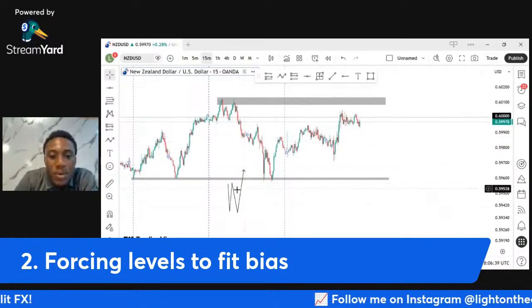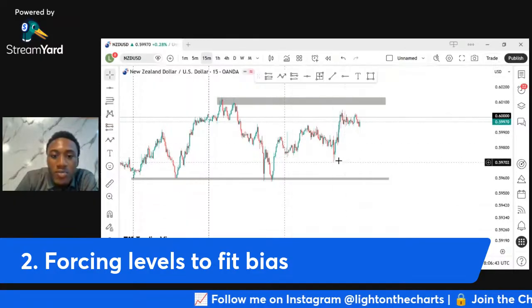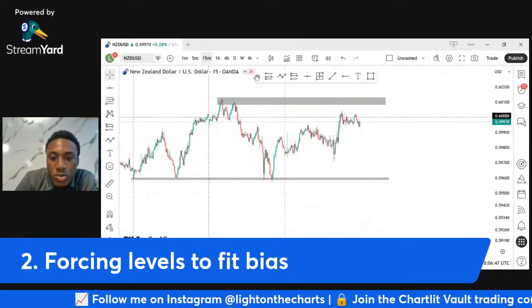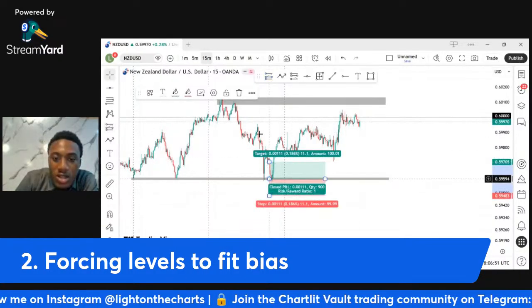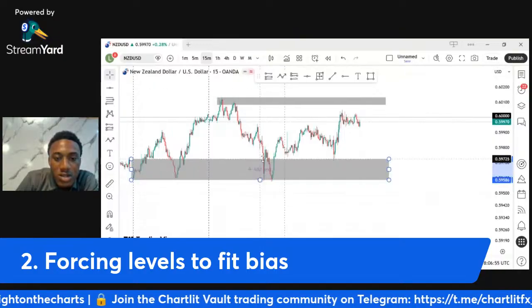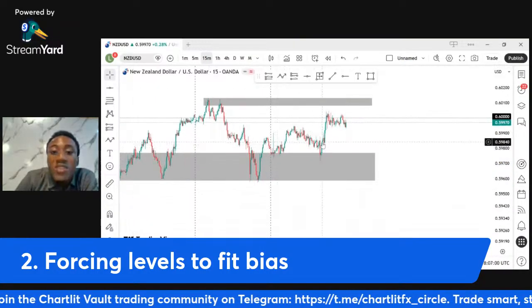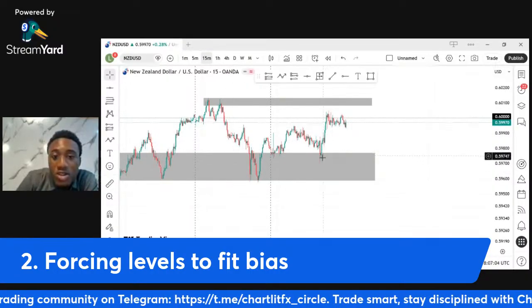Like right here now, they can tell themselves that okay, price dropped from here, so they drag this key level to this point. And maybe if they actually did, they actually got lucky because price pushed up. But trust me, eventually price is going to come down and sweep this level.